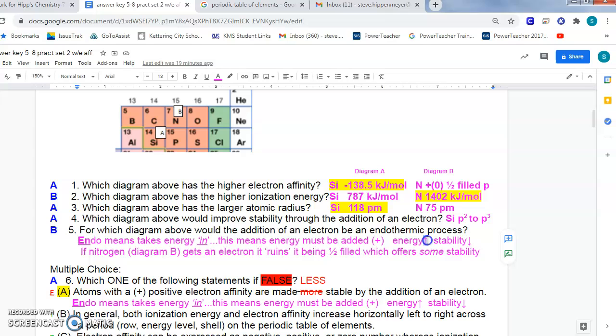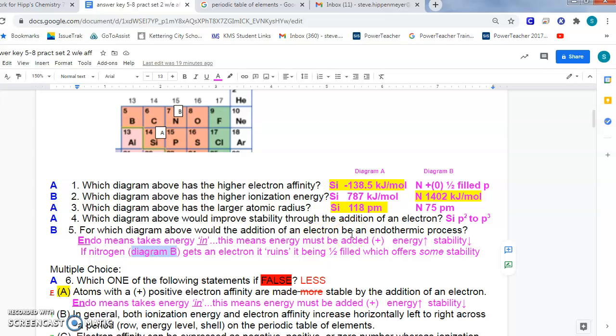In other words, the energy goes up. The energy side of the teeter-totter goes up when the stability side goes down. So we would have to add energy, diagram B, to nitrogen to get it to take the electron because it's already half filled, which is a little stable. We would have to add energy to get it to ruin that stability. Diagram B would be endothermic.